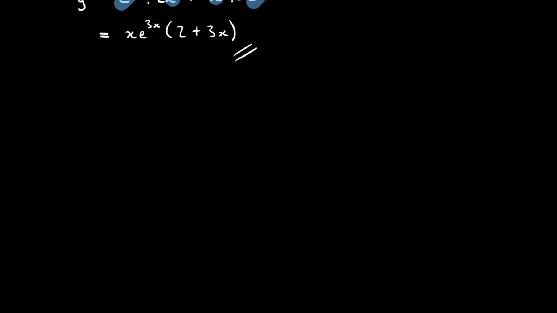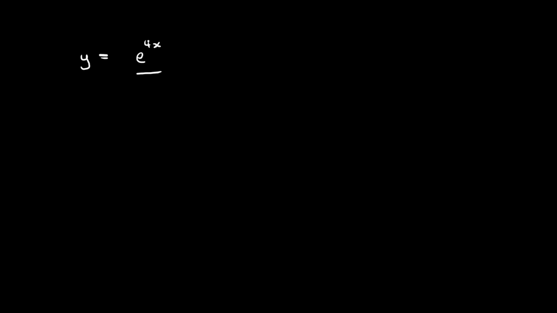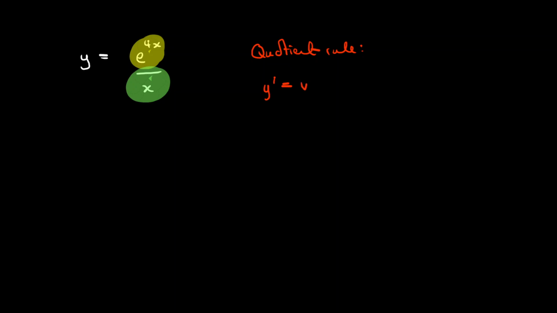Okay, well, let's try another question. We'll just do one more. Let's say we've got y is equal to e to the 4x divided by x, to make it simple. Now what we've got here again is one function divided by another function. When we've got one function divided by another function, we need to use the quotient rule. Hopefully you'll remember that the quotient rule is v times du dx minus u times dv dx, all over v squared.